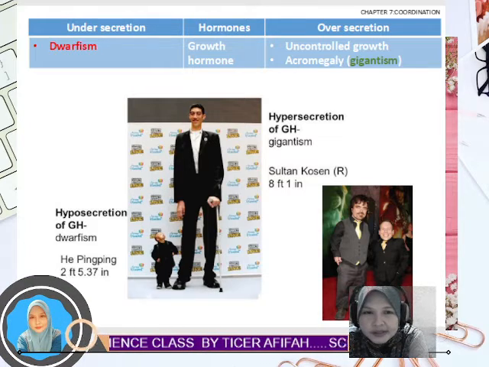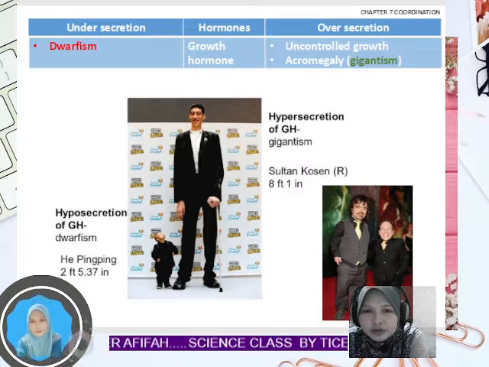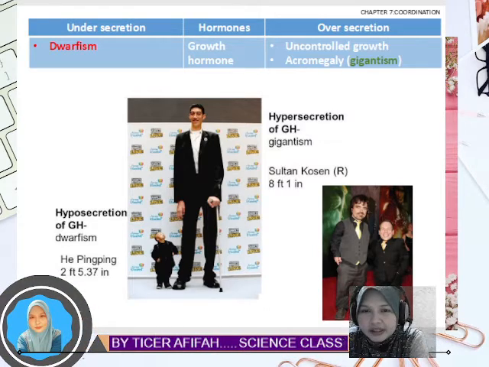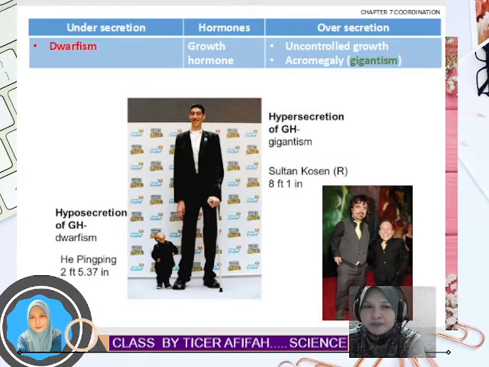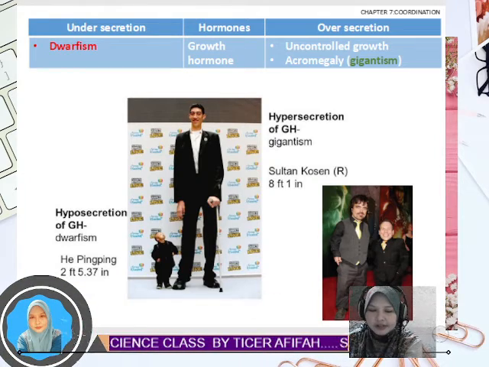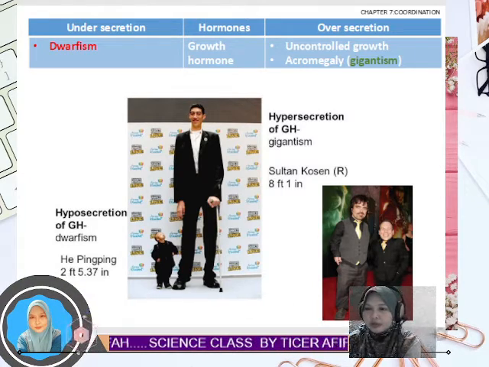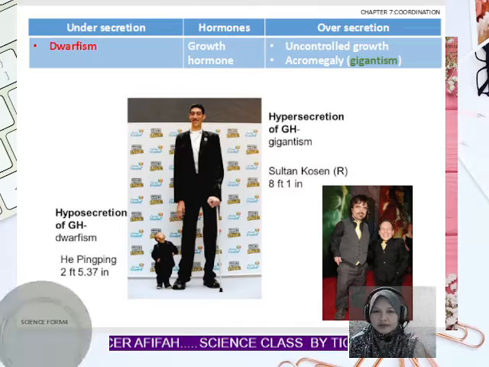Excessive secretion of growth hormone will lead to uncontrolled growth and acromegaly or gigantism, and deficiency of growth hormone will lead to dwarfism.